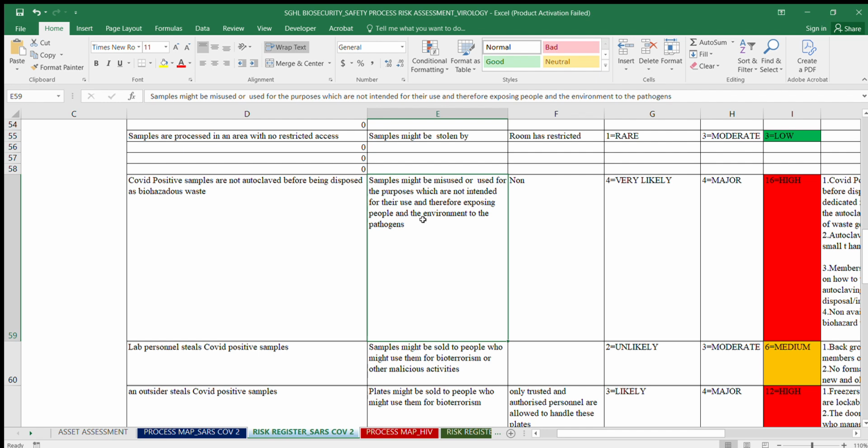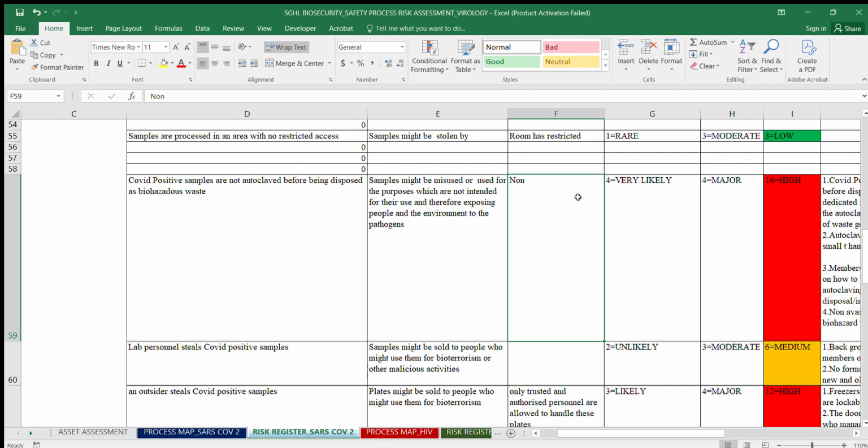So maybe at this particular point, you've even indicated on your disposal log that these samples have been disposed, but they are not autoclaved. So someone may get them and use them for whatever purpose they may want. So maybe an insider may get them, and instead of taking them to the incinerator, they sell them to people that may now use them to harm other people, or for whatever purpose that they would want to use them.